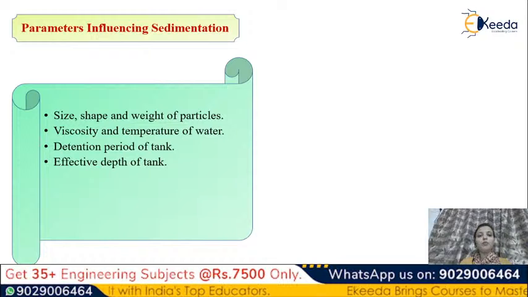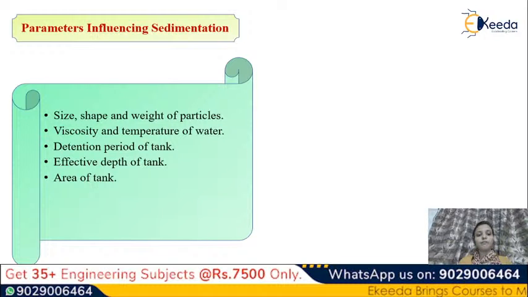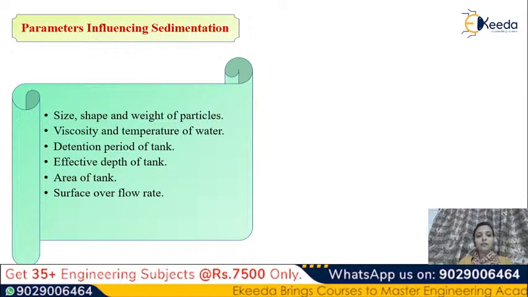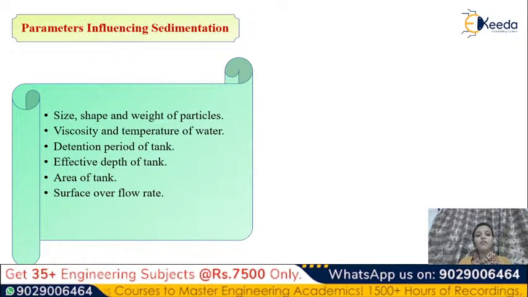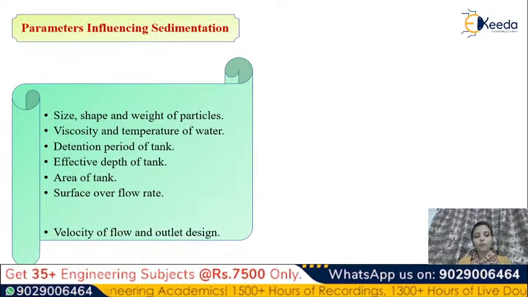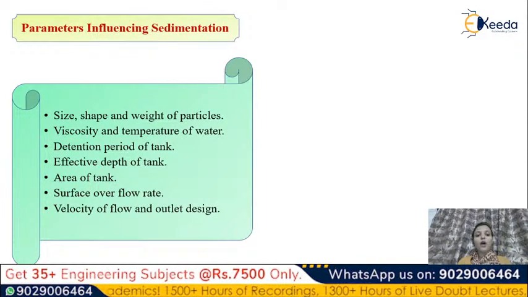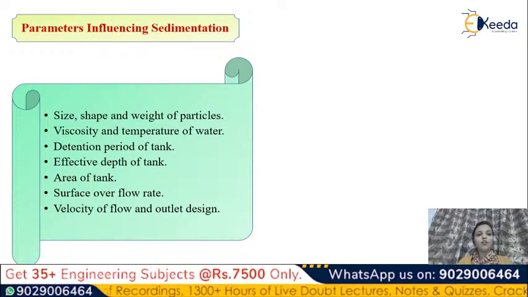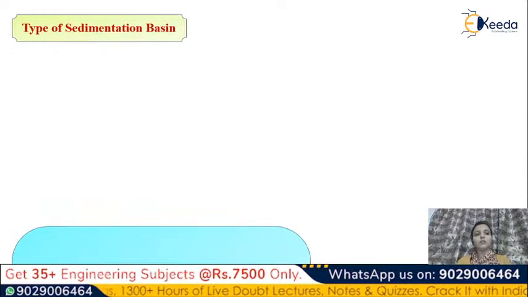Next is the effective depth of the tank. This depth we calculate after the designing of the sedimentation tank. Then the area of the sedimentation tank. Surface overflow rate, that is the flow through which the particles will flow, or the velocity of flow. The surface overflow rate is nothing but, in short, the velocity of flow. Then the outlet design, the inlet and outlet arrangement. All these factors are influencing factors of the sedimentation process.